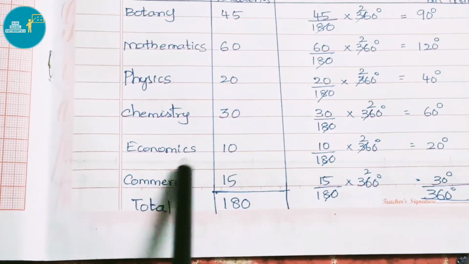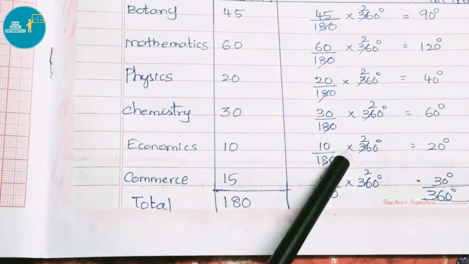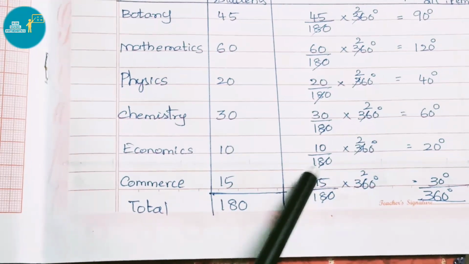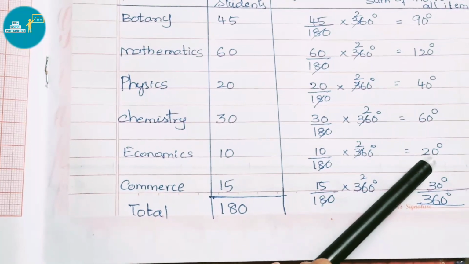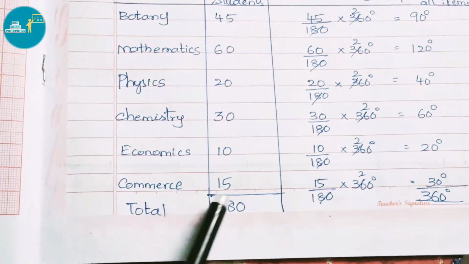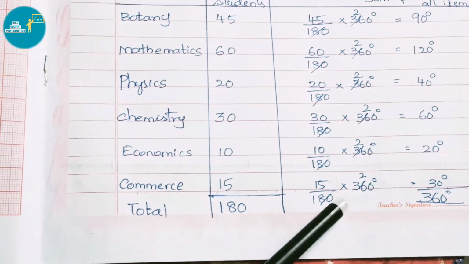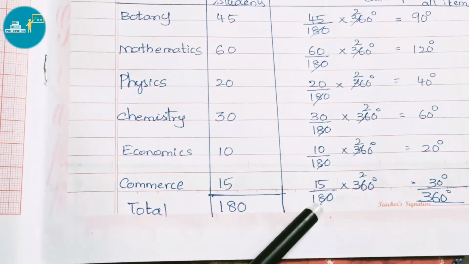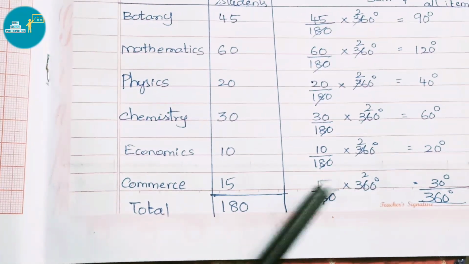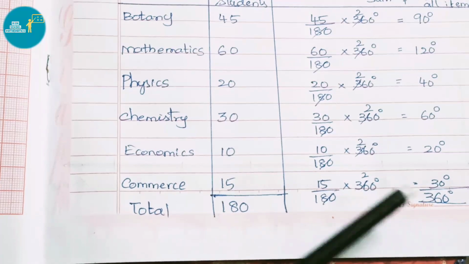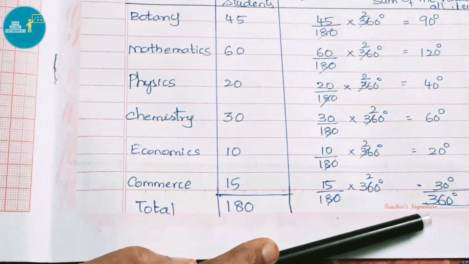Next, economics is opted by 10 students. So 10 by total 180 into 360. 180 2 times 360. Now multiply numerator 10 into 2, that is 20 degrees. Last one, commerce 15 students opted. So 15 by total 180 into 360. 180 2 times 360. Now multiply numerator 15 into 2, that is 30 degrees. Now if we add all those values, we will get 360 degrees.